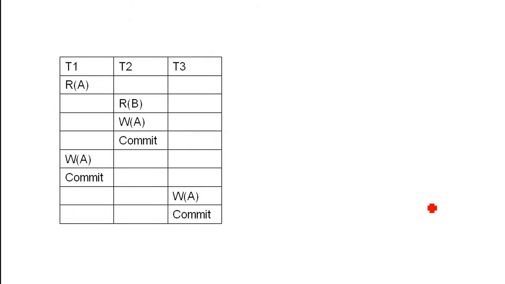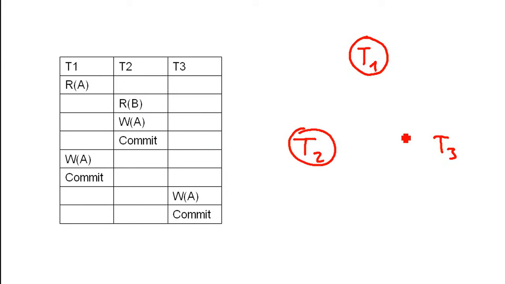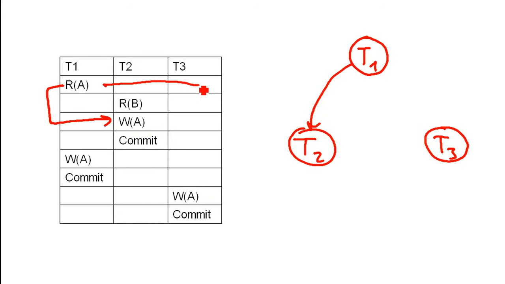Okay, next example. This is, by the way, taken from the Wikipedia. We have three transactions. And let's start. We have a read operation on A, and we have a write operation on A in transaction 2. So let's write an arrow here. And we have to, of course, check further. We have a write operation on A in here. So we also draw an arrow here. Again, we have a commit here, but we don't care about that, at least regarding to Wikipedia. So we draw the arrow here.